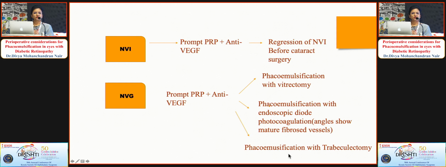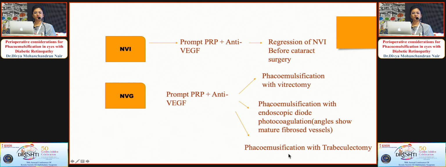At times, diabetic retinopathy can be complicated with neovascularization of the iris or NVG. In such a situation, do a prompt and aggressive PRP along with anti-VEGF, and the NVI has to be regressed before planning for cataract surgery. The eye has to be quiet before planning cataract surgery.